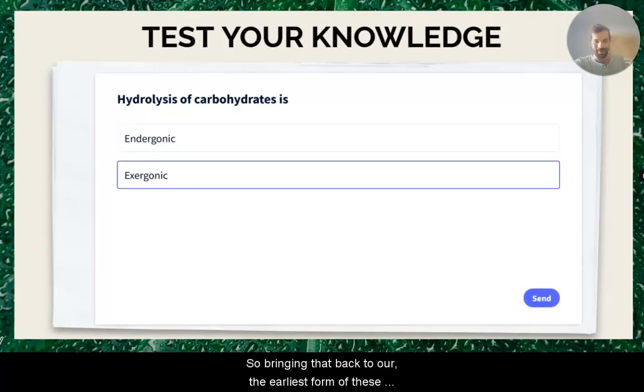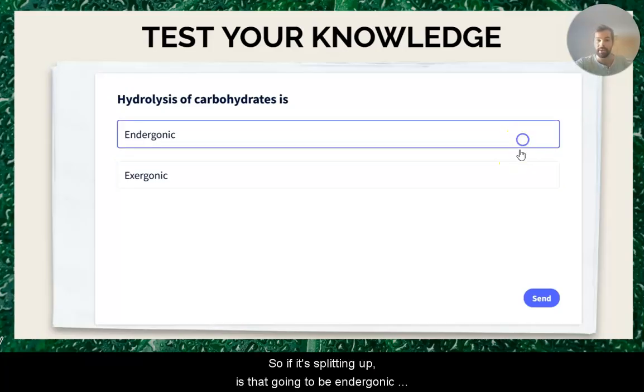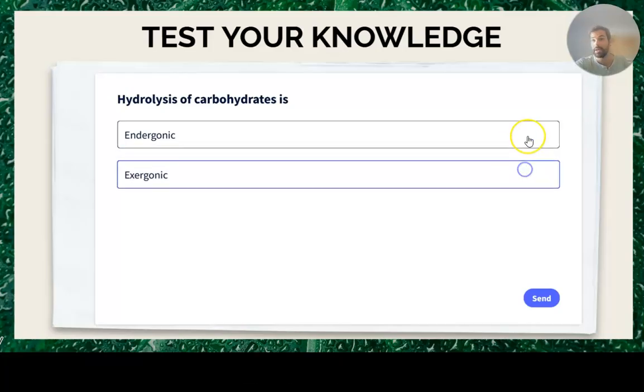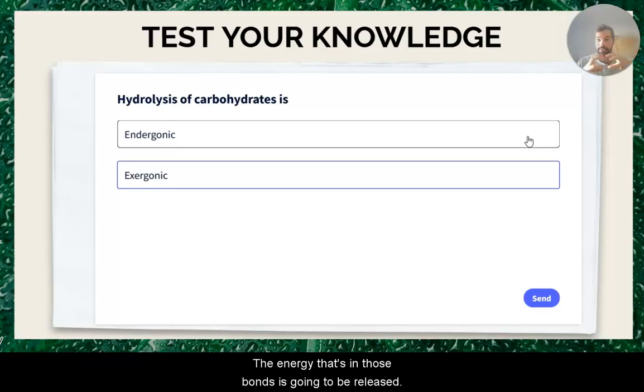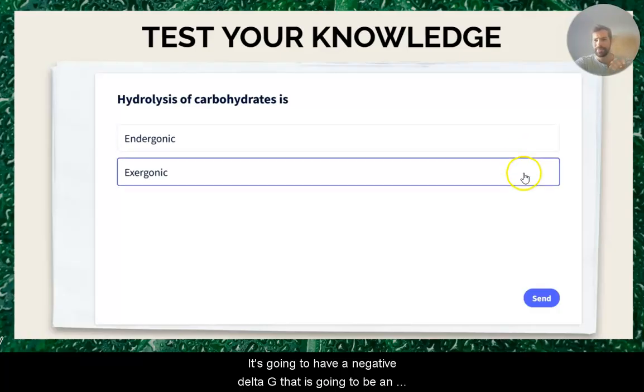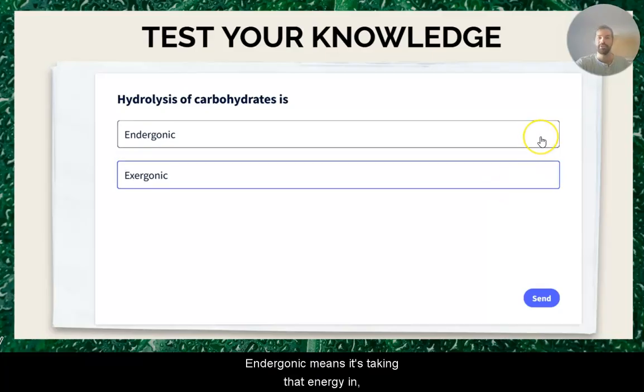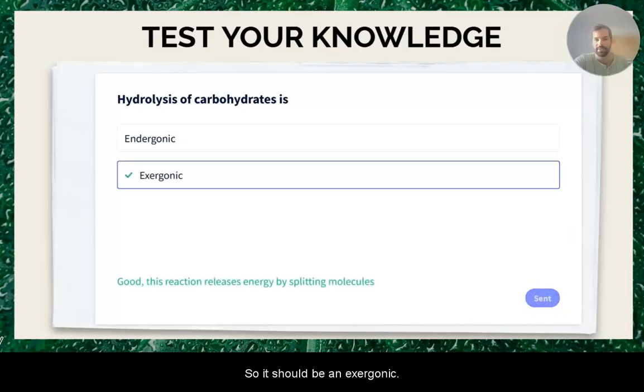Bringing that back to the earliest form of these reactions that we thought of, the hydrolysis of carbohydrates. Remember, hydrolysis is when water is helping us to split up a carbohydrate. So if it's splitting up, is that going to be endergonic or exergonic? Okay, splitting up, you're going to be breaking those bonds. The energy that's in those bonds is going to be released. So it's releasing energy. It's going to have a negative delta G. That is going to be an exergonic reaction. Endergonic means it's taking energy in, it's using up energy. So it should be exergonic. Bam.